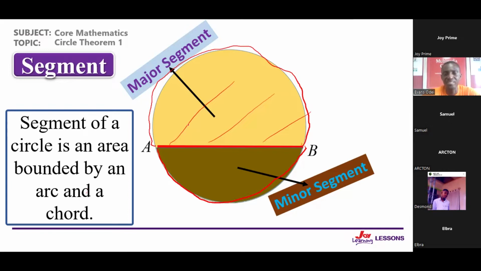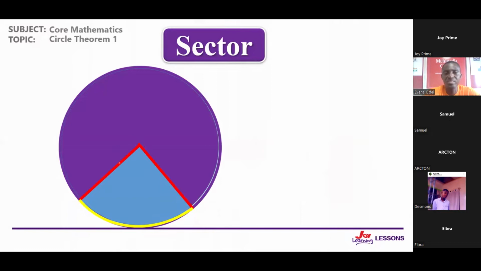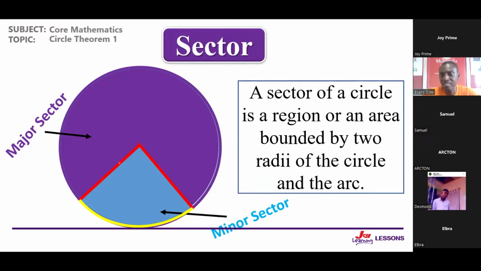Another word we'll be using in learning circle theorems is sector. Here we have two radii. Anytime you have two radii and an arc, we create a sector. So look at this sector here, then another sector that is bigger. So we have a minor sector and a major sector. Great. So by definition, we'll write: a sector of a circle is a region or an area bounded by two radii of the circle and an arc.